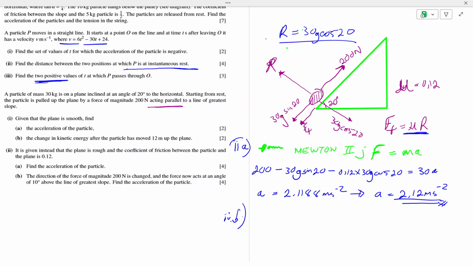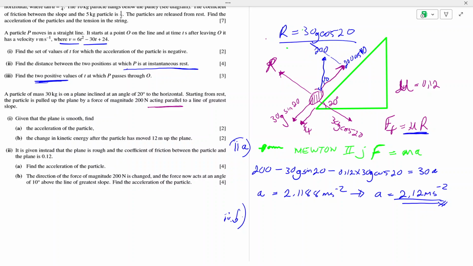All right. So I'm going to go back to the diagram. Look. So they're saying this magnitude here, it's now acting at a 10-degree angle. So something like that. This is now the 200 Newton force, acting at 10 degrees. So we just resolve again, acting at 10 degrees like that. So this means this now becomes 200 cos 10, right?